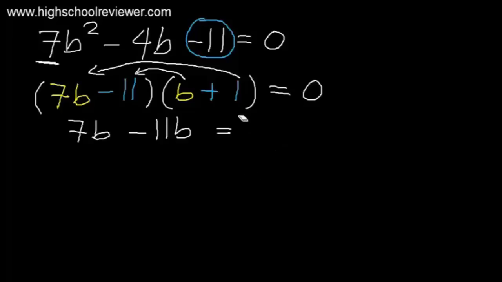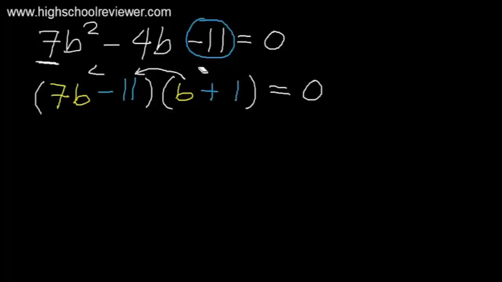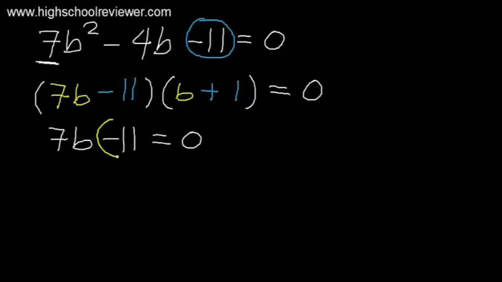So we can erase this one. Okay, let's erase this. We will then find the values of b. So we have here 7b minus 11 equals 0. So to find the value of b, transpose negative 11 to the other side. So we are going to transpose negative 11 to the other side.